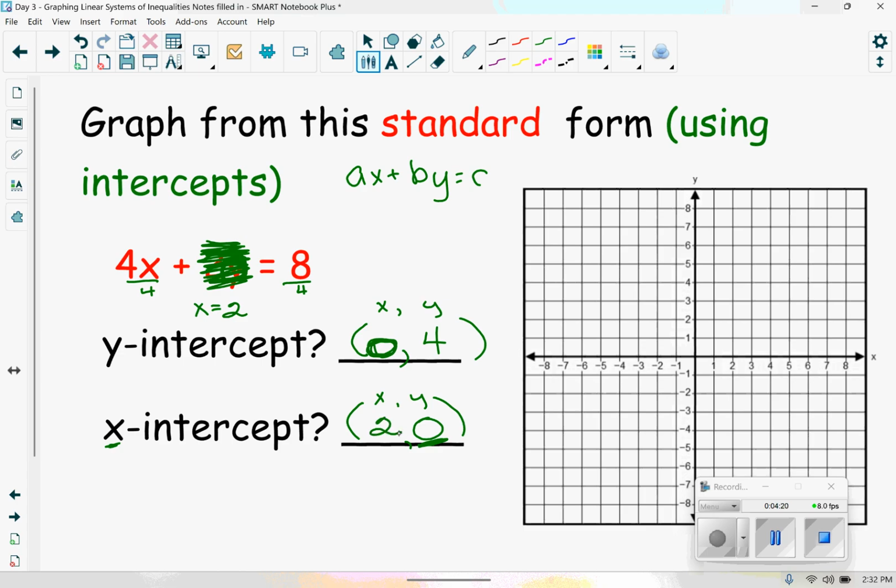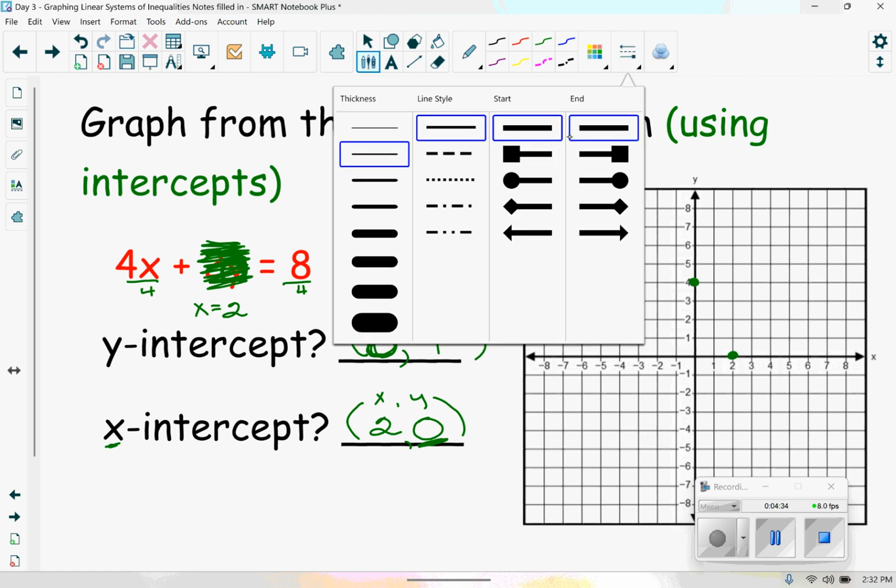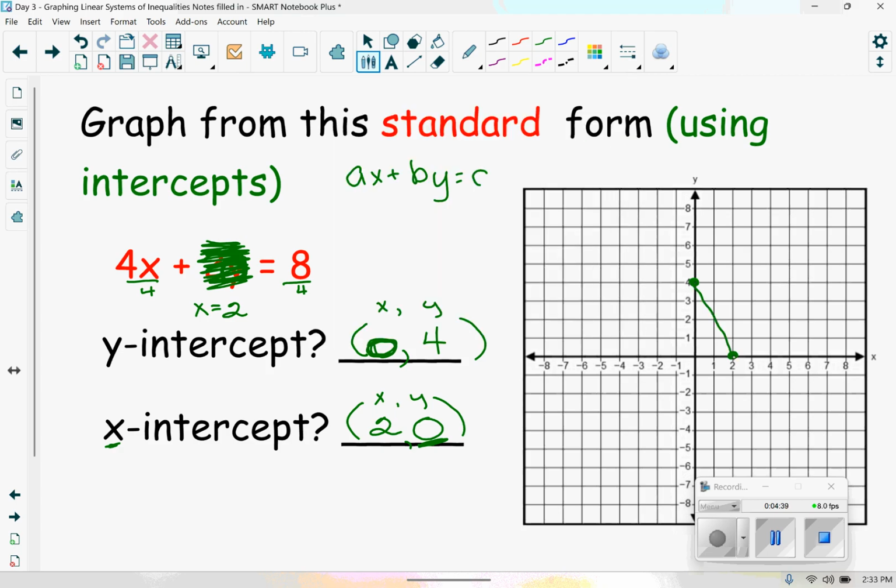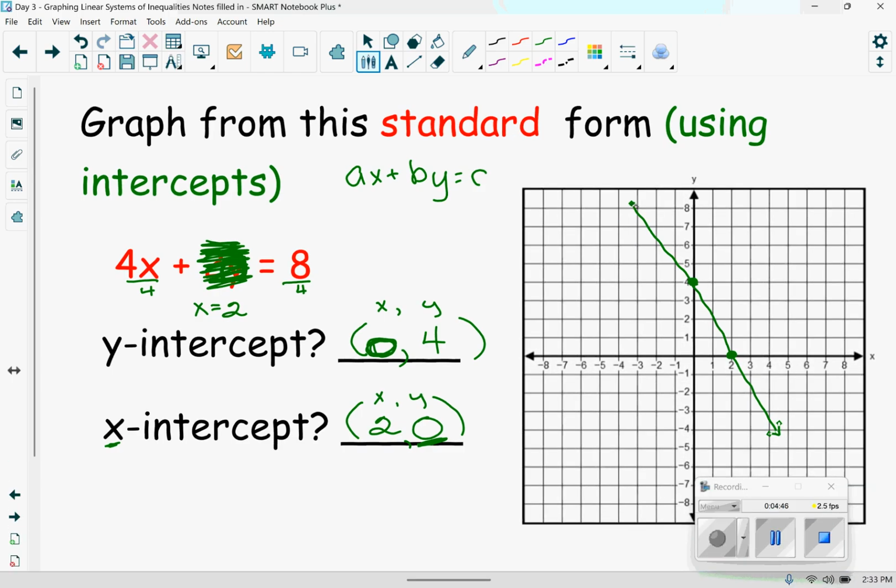So I've got 2 points, which is all I need for a line. My y-intercept is at (0, 4). My x-intercept is at (2, 0), which would be here. I've got my 2 points. All I need to do now is draw a line. So there would be my line right there. So that was graphing from standard form.